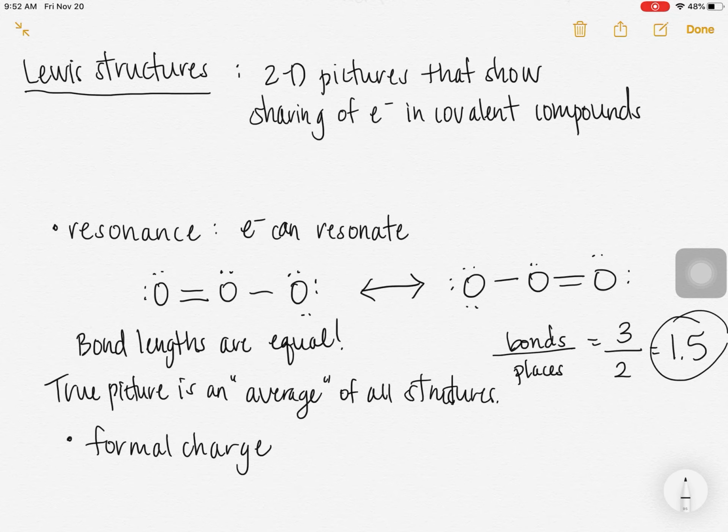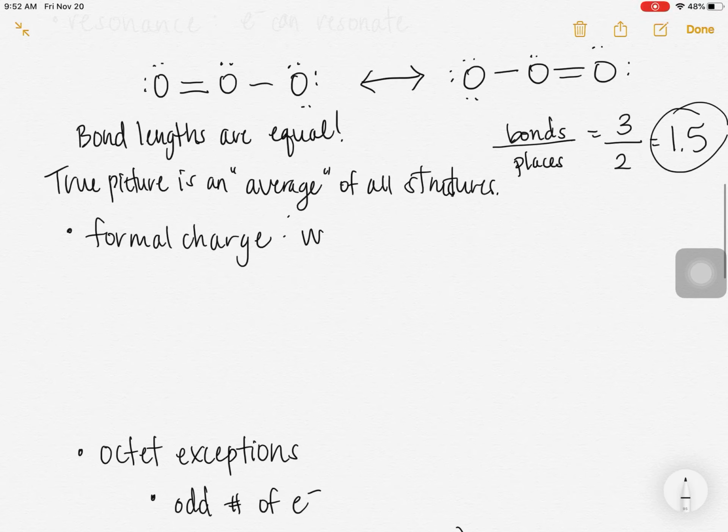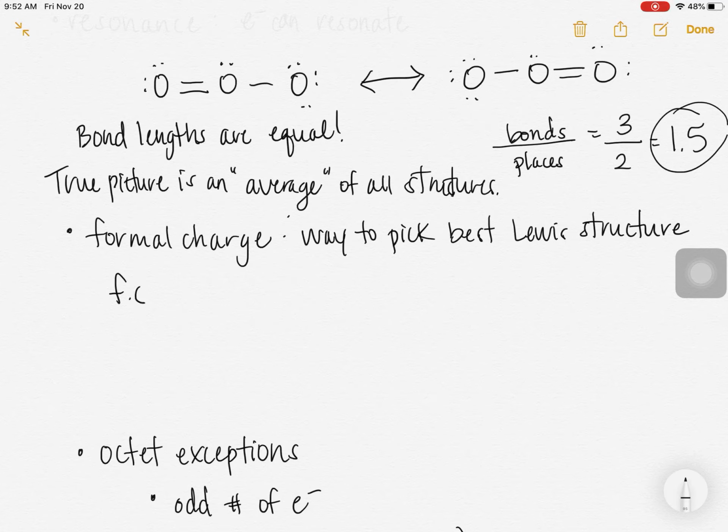Okay, I'm looking through my notes because I don't want to miss anything. All right, so then we learned formal charge, which basically is a way to pick the best Lewis structure. We know sometimes we can draw numerous Lewis structures, but there's always a best structure, and so that's calculated with formal charge. And we calculate formal charge by taking the valence electrons, subtracting the assigned electrons.